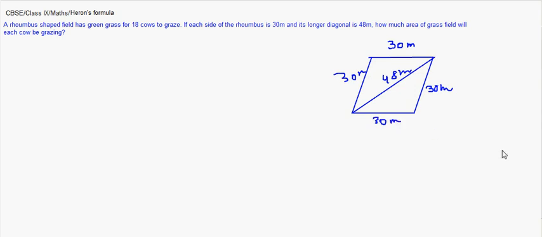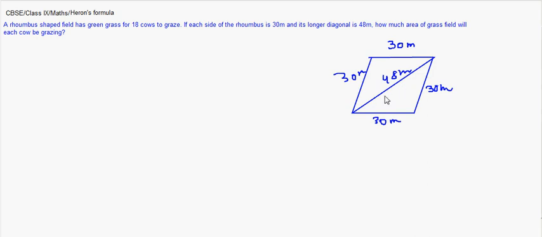How much area of grass field will each cow be grazing? Let us find the total area of the rhombus. Then if we divide it by 18, that will give us the area available for each cow to graze. To find the area of the rhombus, we cannot apply the direct formula because we don't have the other diagonal. So again, we'll be applying Heron's formula to find the area of the rhombus.